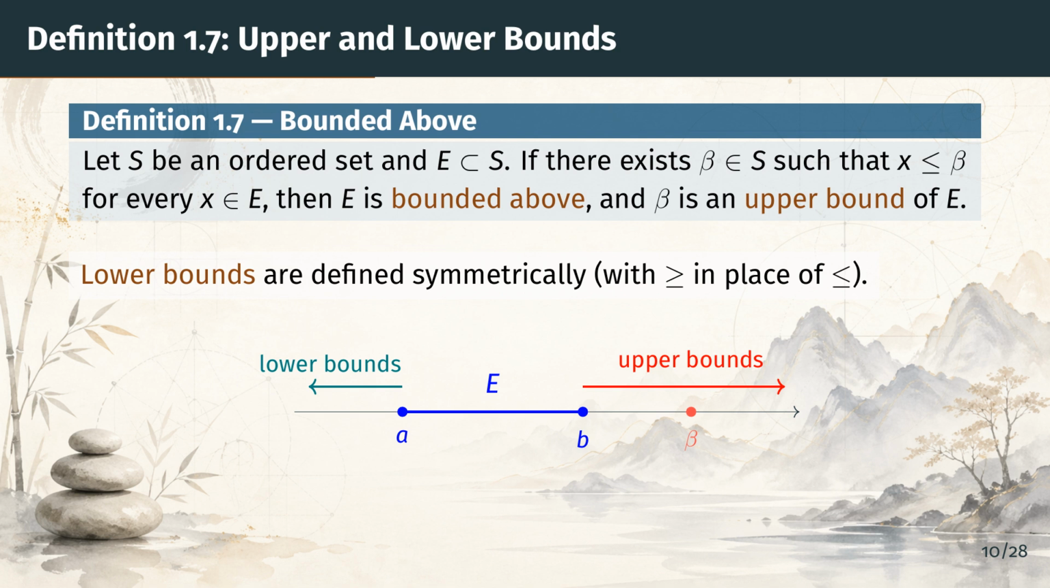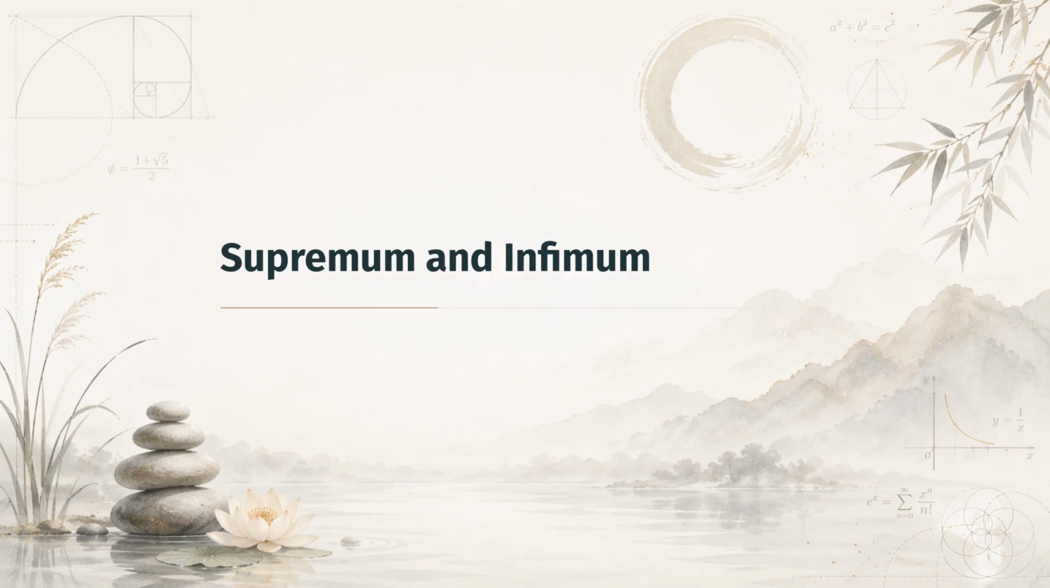As the diagram shows, upper bounds are elements that sit to the right of the entire set. Lower bounds are defined symmetrically. They sit to the left of E. Notice that the bound beta does not need to be in E itself. It just needs to be in S.